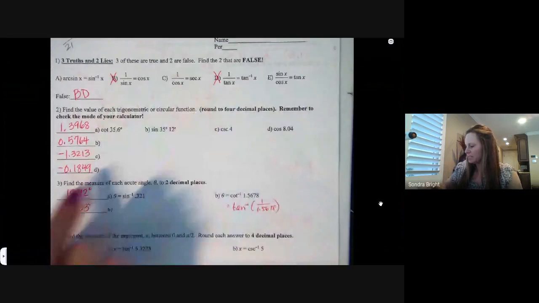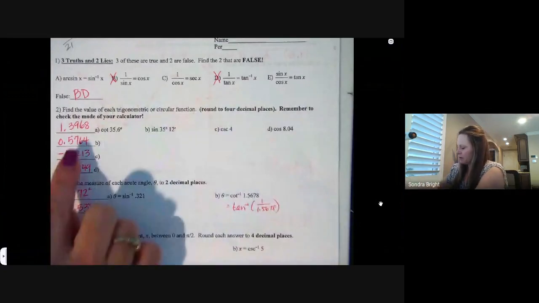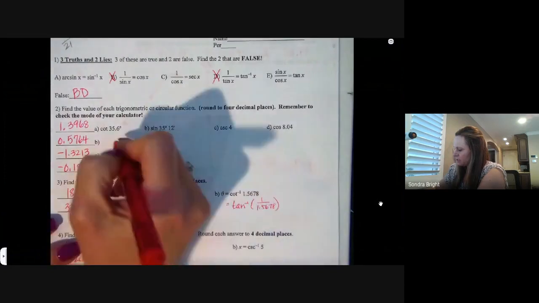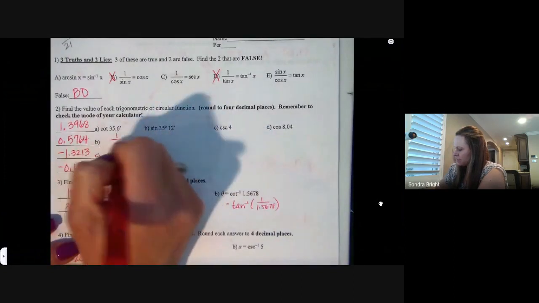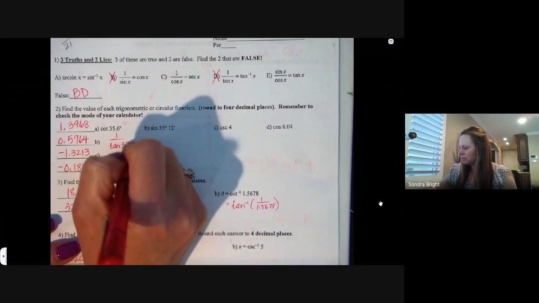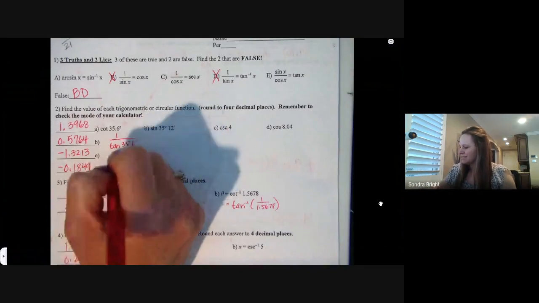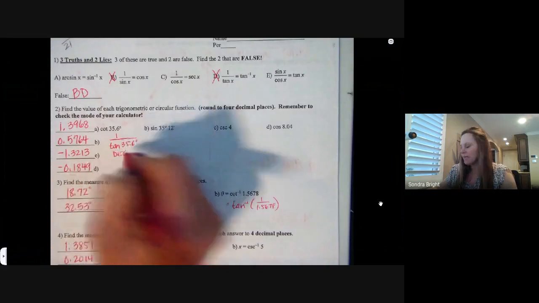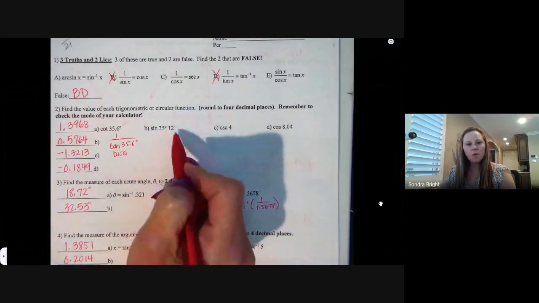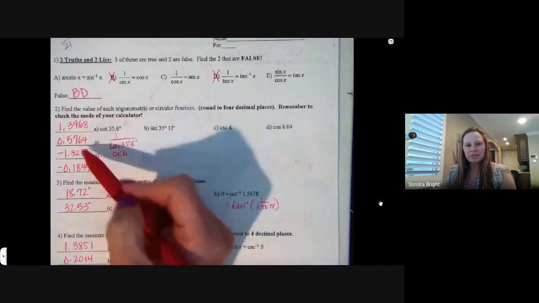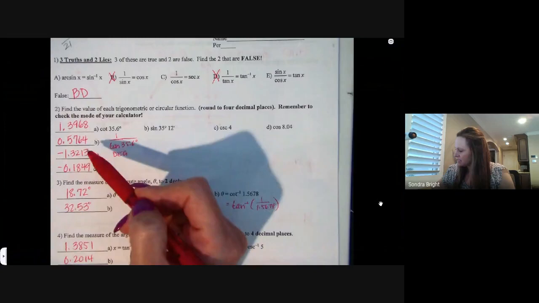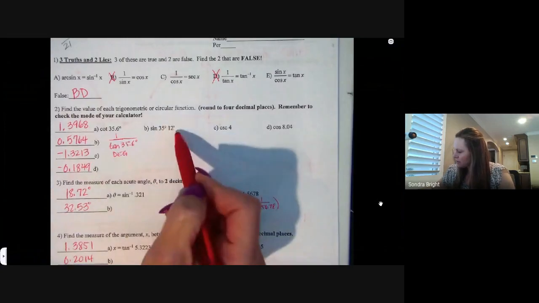Cotangent of 35.6. You don't have a cotangent button on your calculator, so you should have put in 1 over tangent of 35.6 degrees. Make sure you're in degree mode to get the correct answer. This one's sine of 35 degrees, 12 minutes. You should have gotten 0.5764. There is a button on your calculator for you to hit in degrees and minutes.